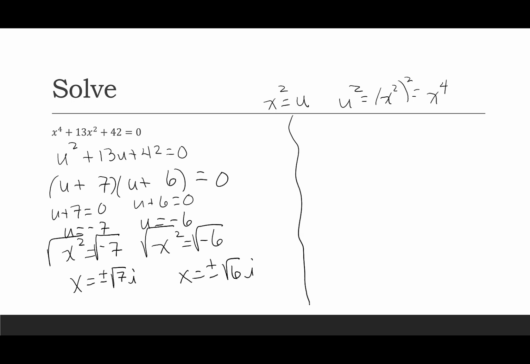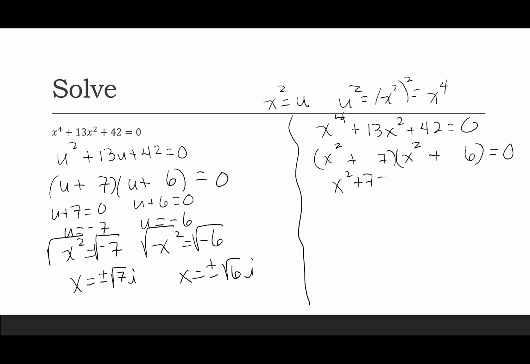If you don't want to do the substitution, that's still okay. You could say x to the fourth plus 13x squared plus 42 is 0. Can be factored. X to the fourth would split to x squared and x squared. Factors of 42 are still 6 and 7, still addition in between, equal to 0. So this way, I have x squared plus 7 is 0. I have x squared plus 6 is 0.